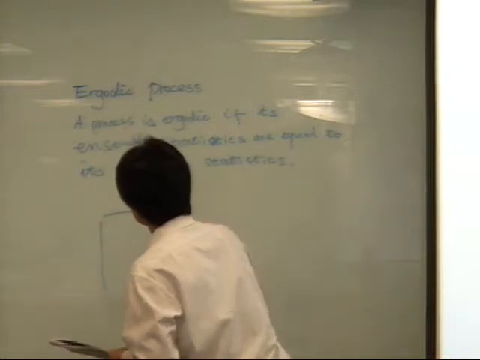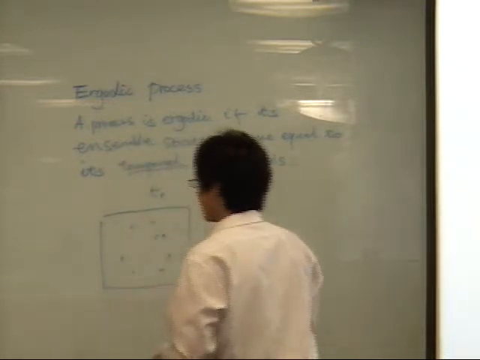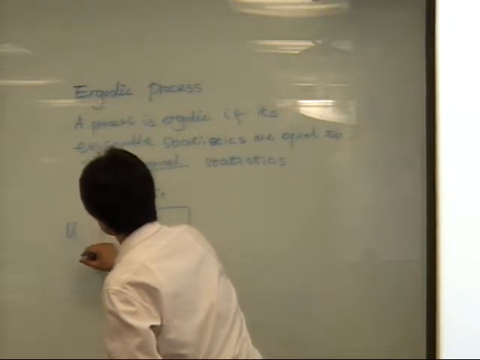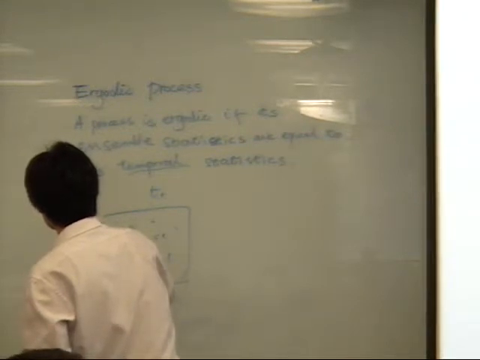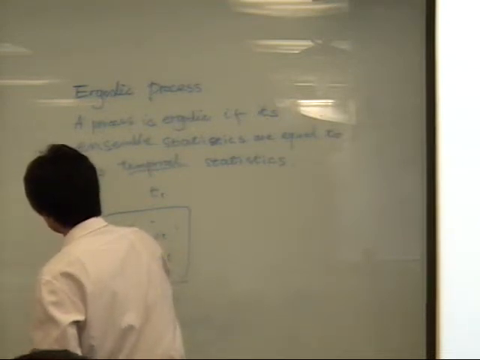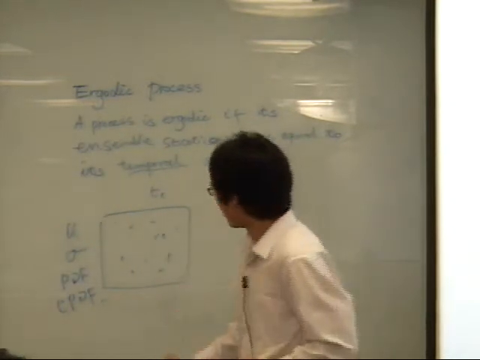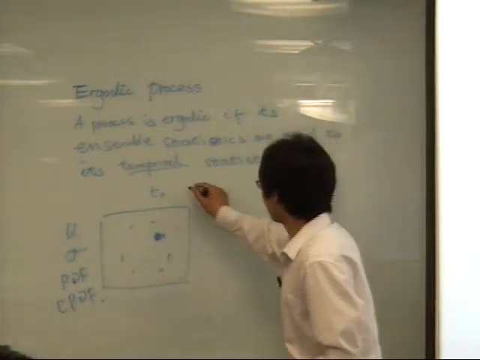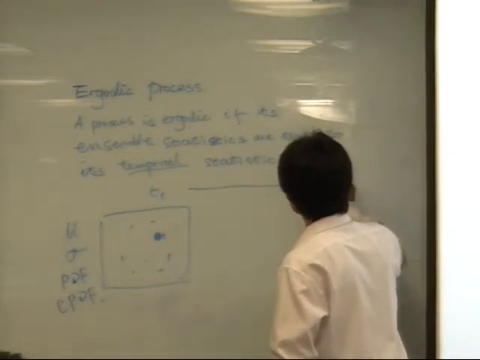I have random variables here at T1. I can have certain statistical variables, and also the PDF, the probability density function, and also the CDF, the cumulative thing. Now, I put a measurement device here and follow through. I take many measurements. At the end, this is T2.